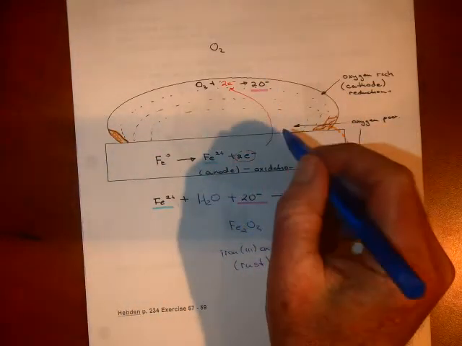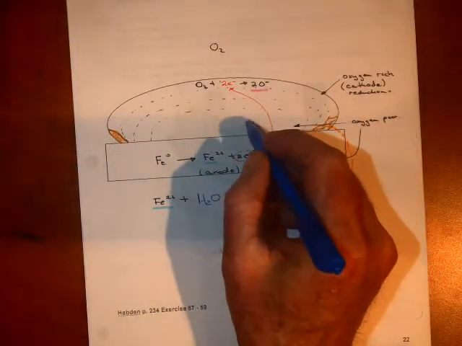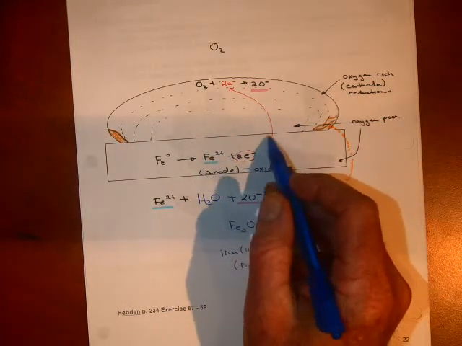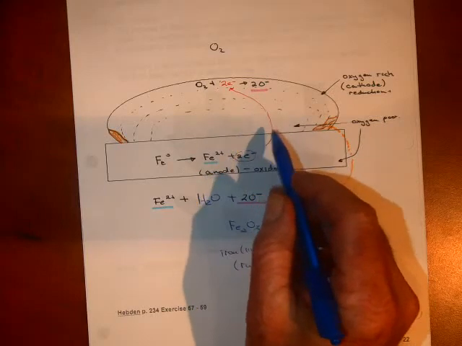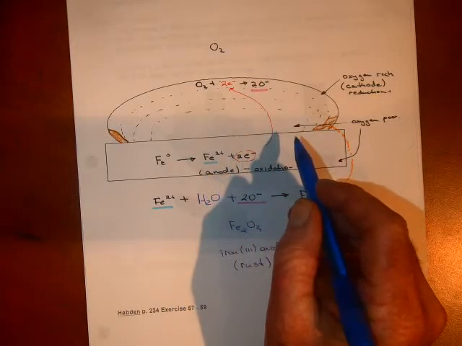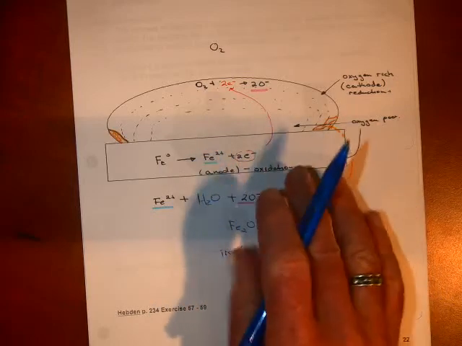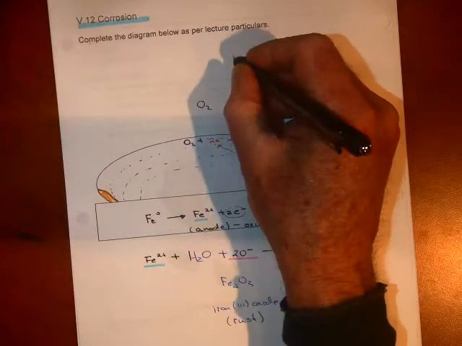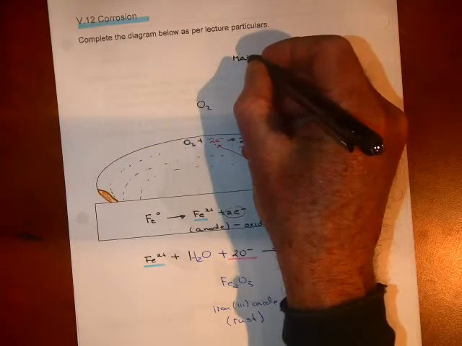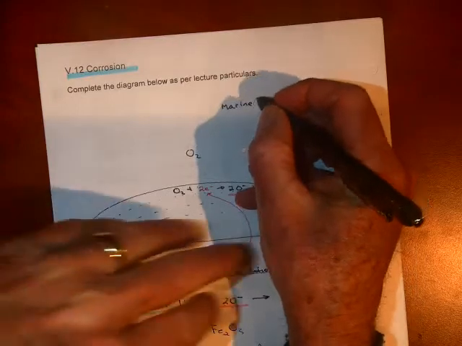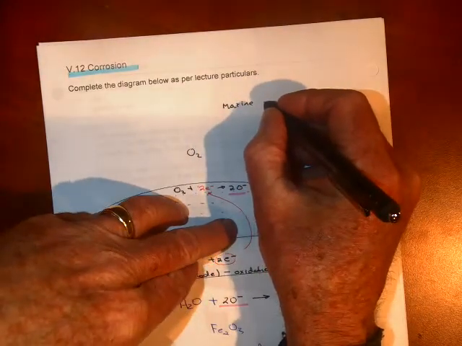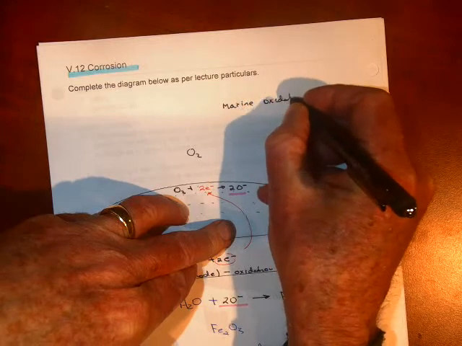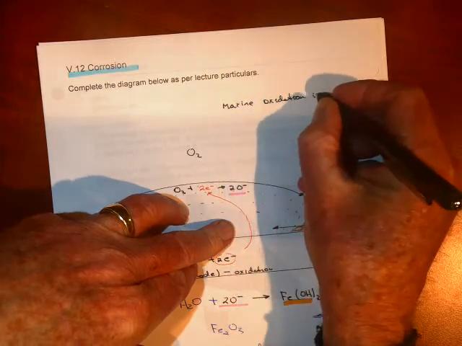Well, if you have salt in here, you have ions in here, this makes it easier for electrons to flow through. Okay, so that's why marine environments are more dangerous. So I'm just going to make a little note to that on top. Marine oxidation is much more rapid.